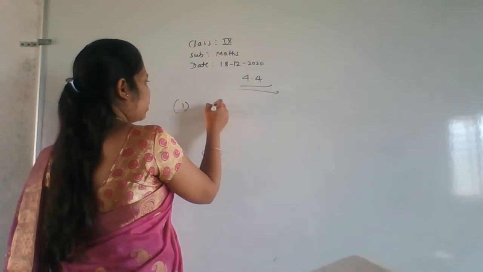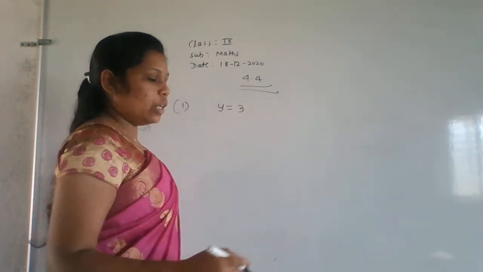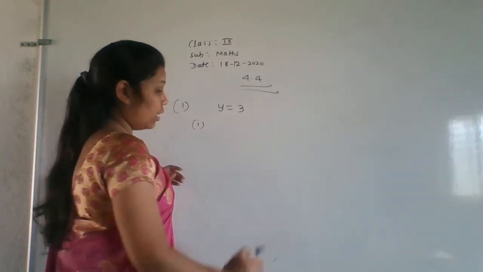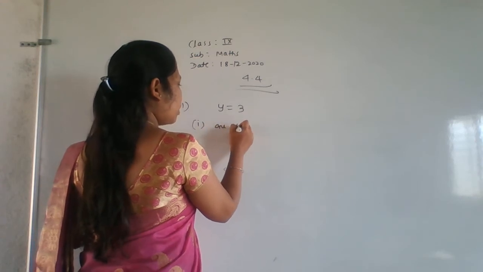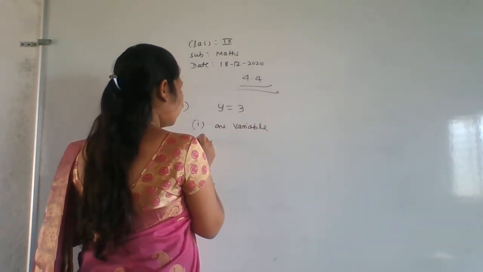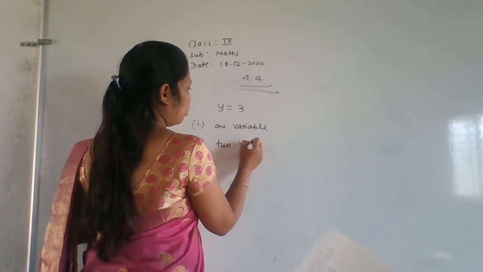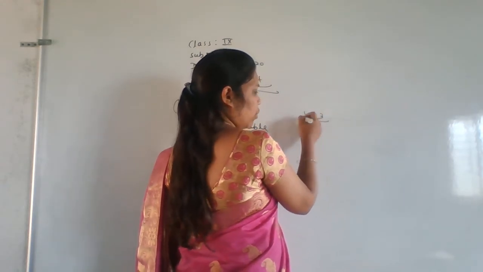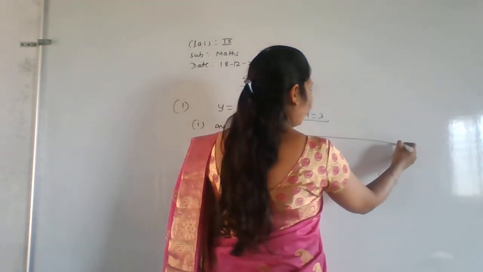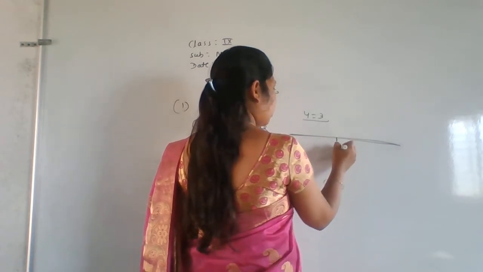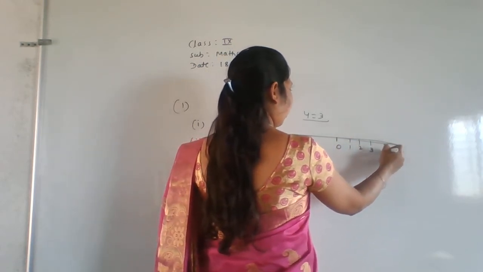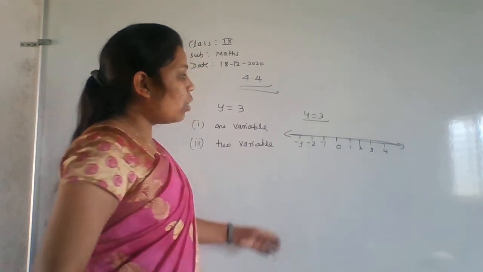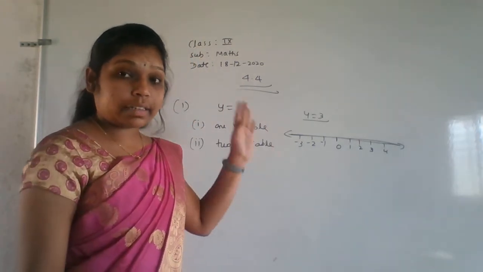That is the first one. So y is equal to 3 is given. You have to represent it geometrically, that is, plot the graph here. The first one is in one variable and the second one is in two variables. First, one variable means y is equal to 3, having only one variable. So represent it here: 0, 1, 2, 3, 4 like that. Only write a number line because it has only one variable, right? Write only a number line. Don't draw the x-axis and y-axis here.